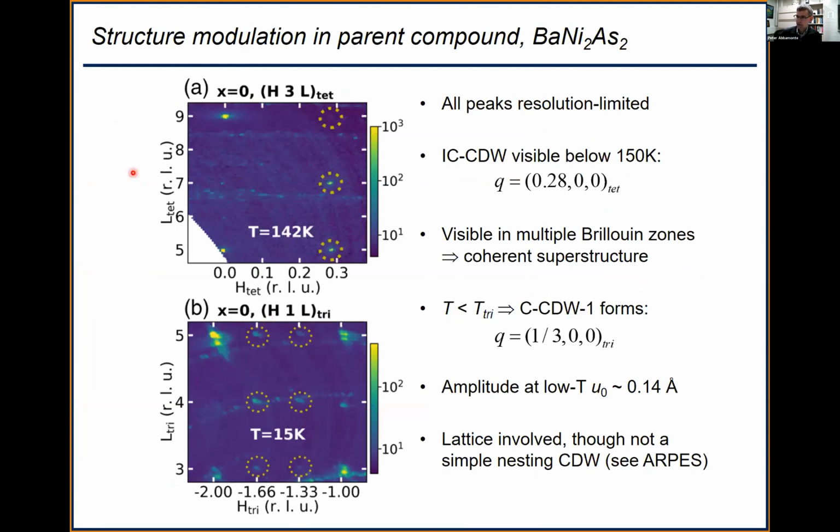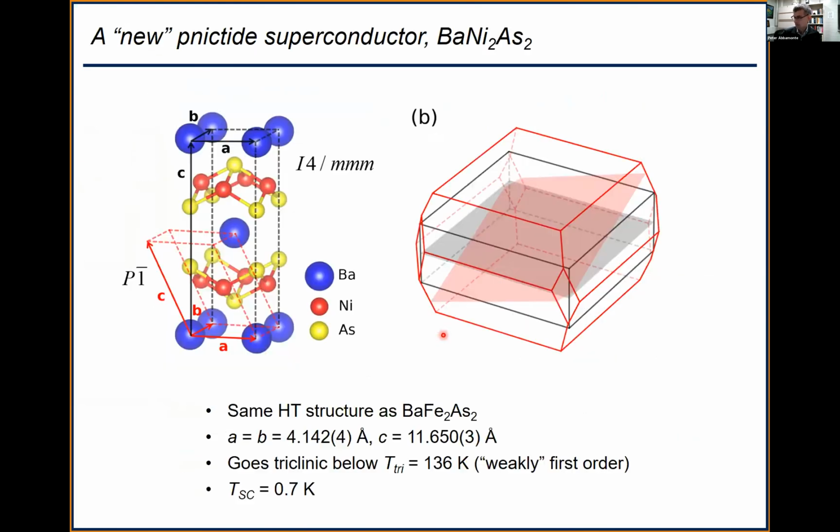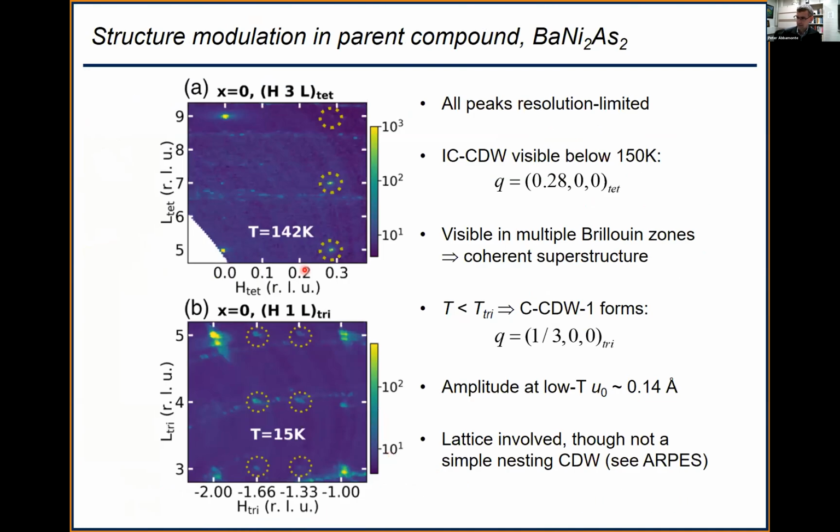Okay, so here's the main result. If you cool this stuff off, you see a superstructure. These are some maps of momentum space. This is in the tetragonal phase, at 142 Kelvin. This is just above the triclinic transition, which I think is at 136, if I remember correctly. I wrote that down somewhere. Yes, 136 Kelvin. What you can see is that there are some superstructure peaks that form.